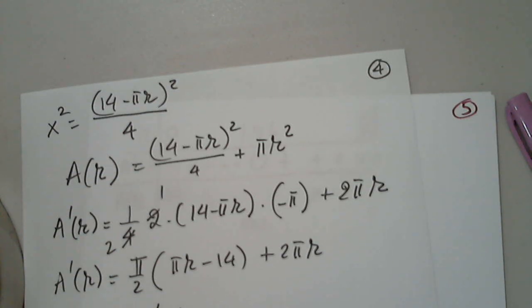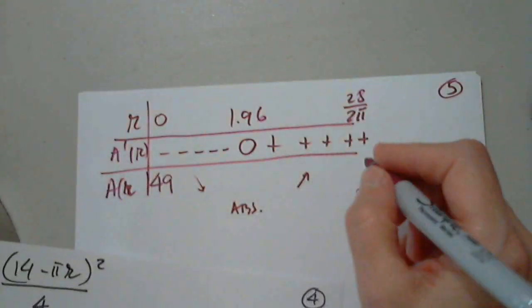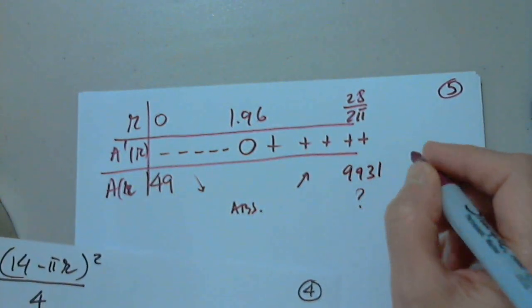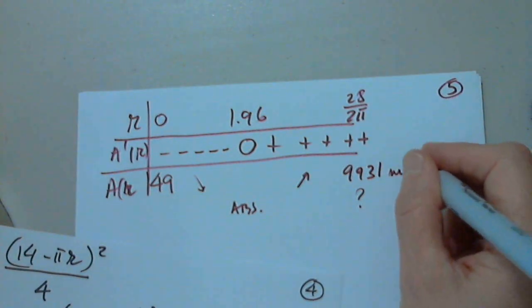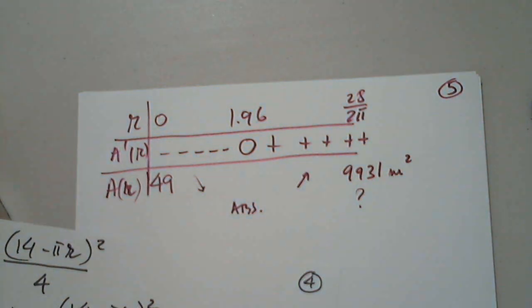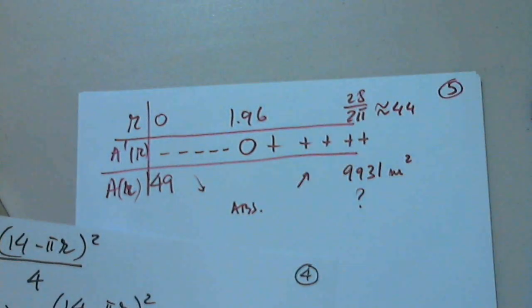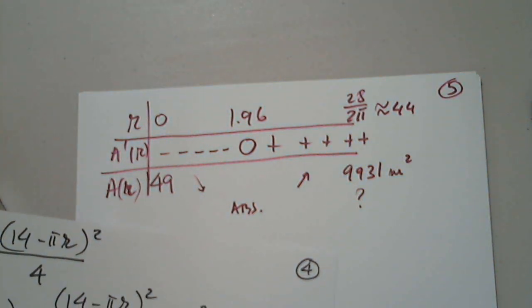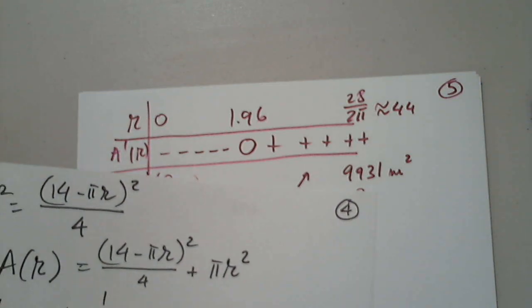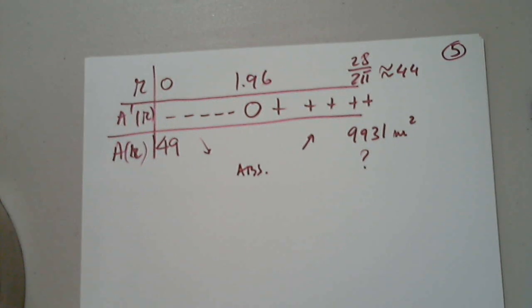So let's see, it's going to give me the number here. It's 43.44 roughly. So this is 9931. Okay, so this was meters squared because we're talking about area. And this was roughly 44. Okay, so let's take a look.